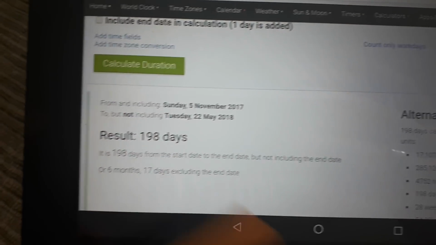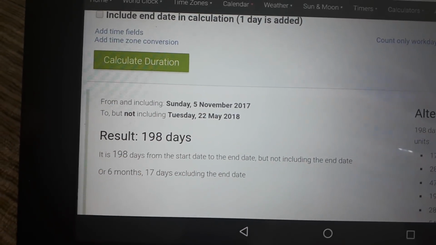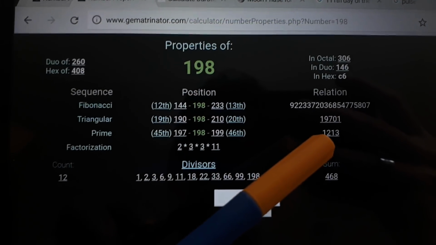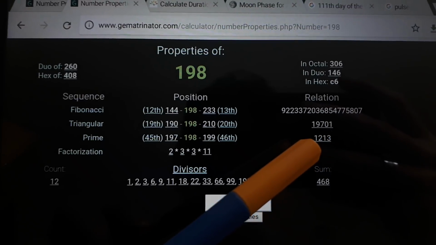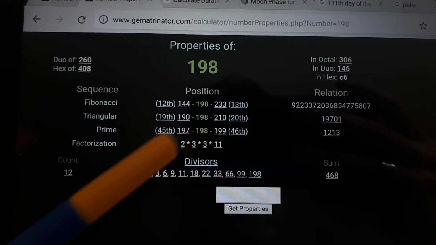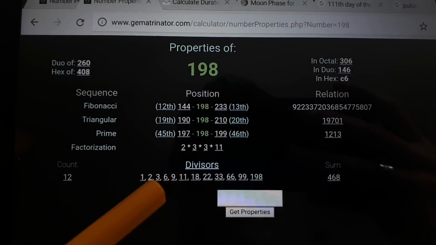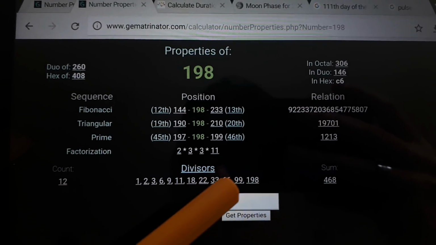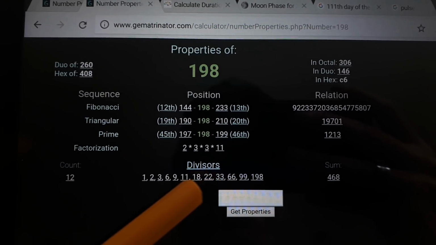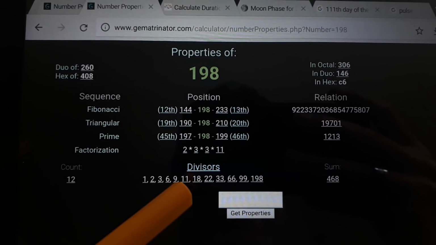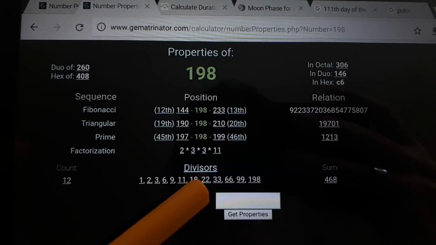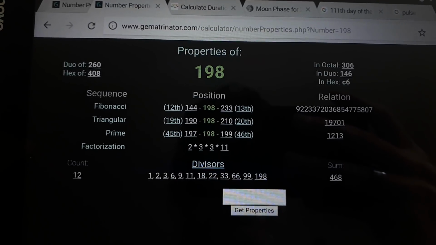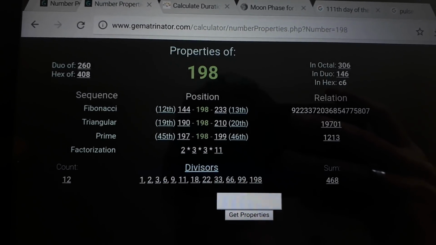55, 5/11 last year is 198 days. 198th prime is the 12/13 time, Master of Time. 198, you'll see it's got all those key divisors. Don't really need to explain them. 2 99s, 3 66s, 6 33s, 9 22s, 22nd is the date we're talking about, 11 18s. So that's last year's 5th of November.